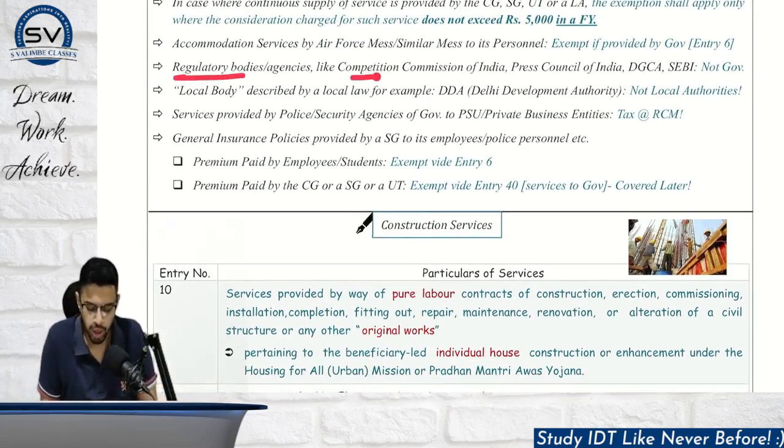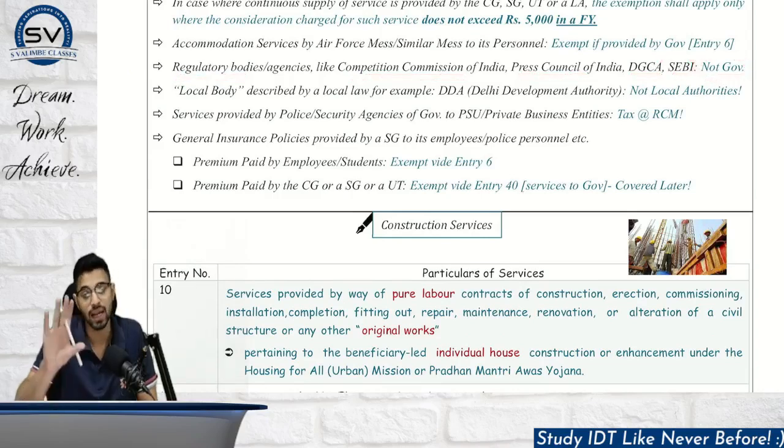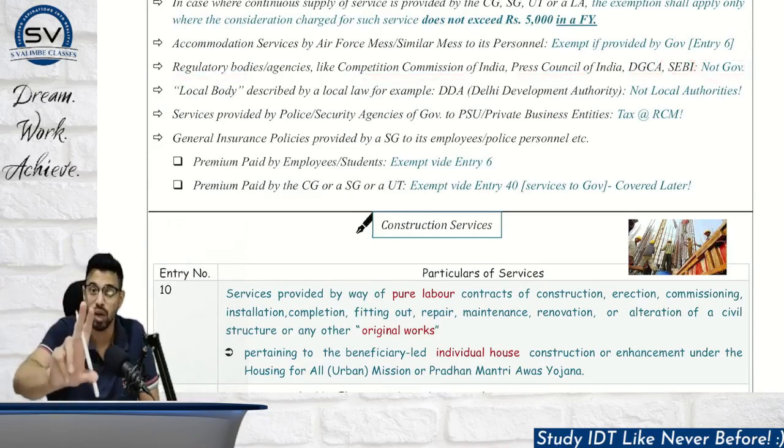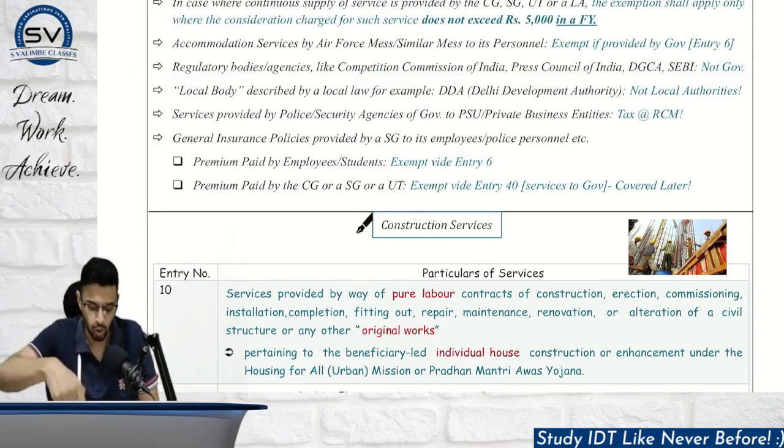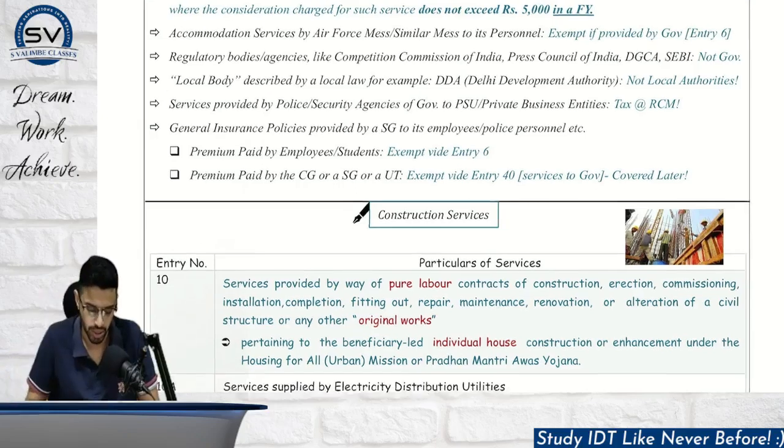Regulatory bodies like Competition Commission of India, Press Council of India, DGCA, SEBI, these are not government. These are established under an Act of Parliament, but these are not government. SEBI is not government, okay? So when we say CG, SG, SEBI and all these, Competition Commission, these are not covered here.